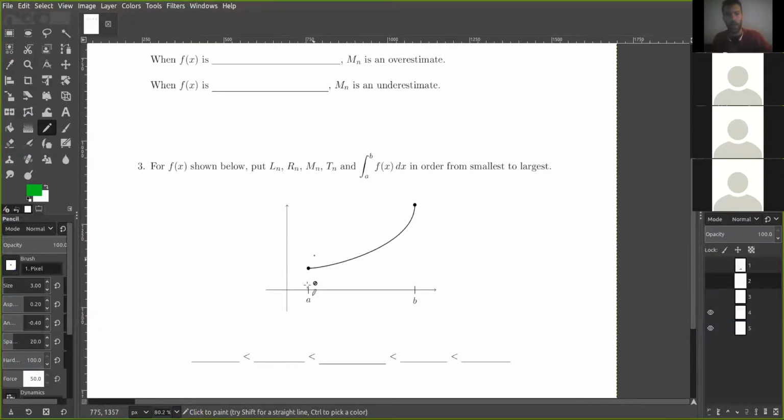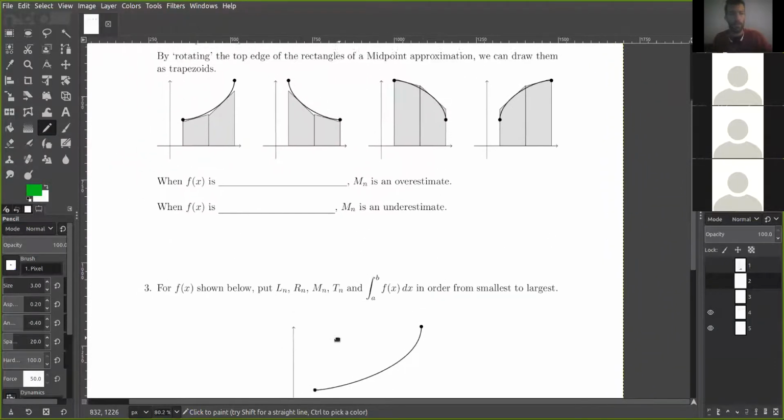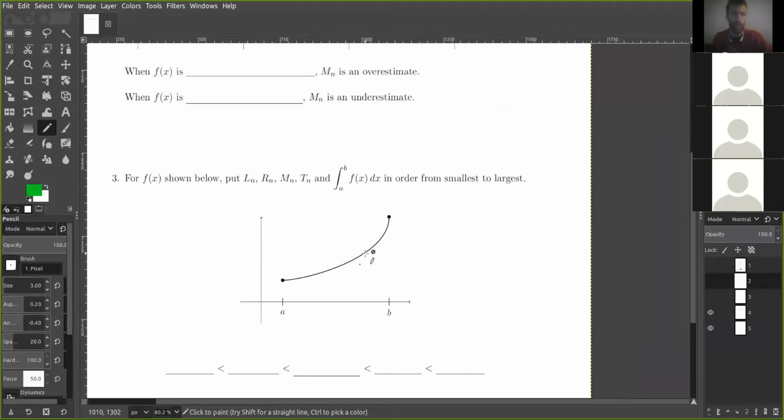And then get a comparison of essentially which one's biggest and which one's smallest based on the shape of a function.